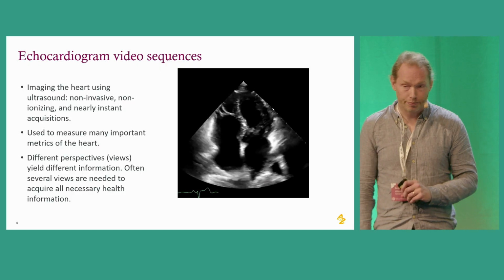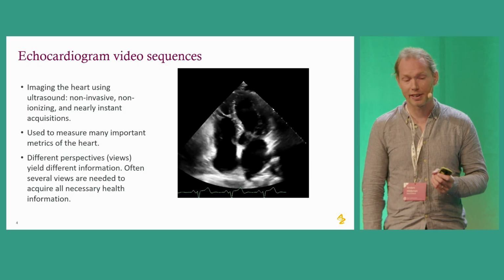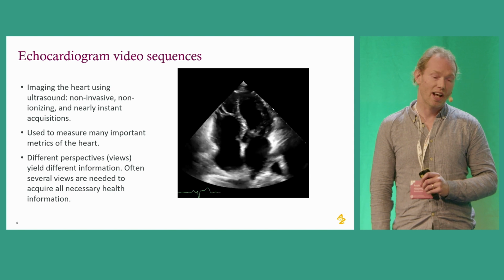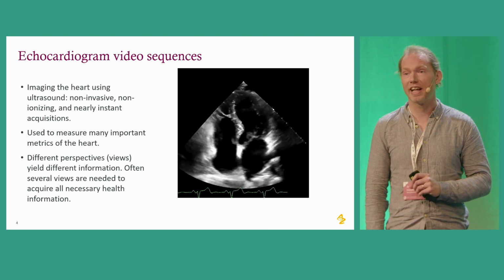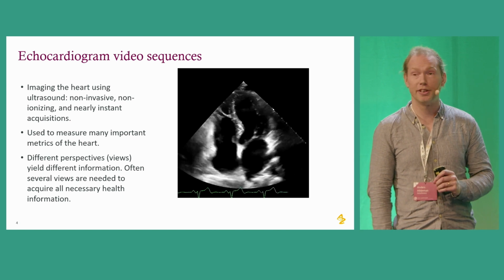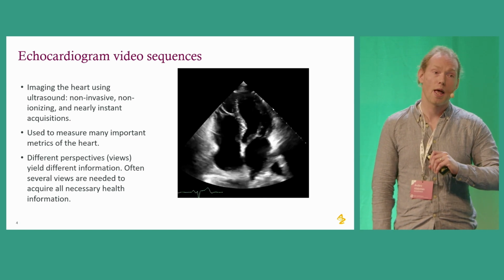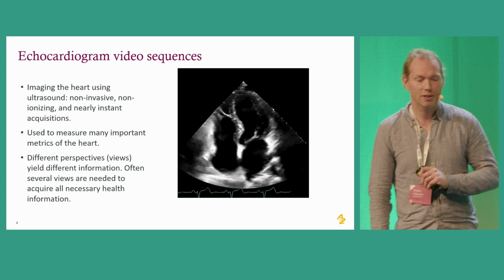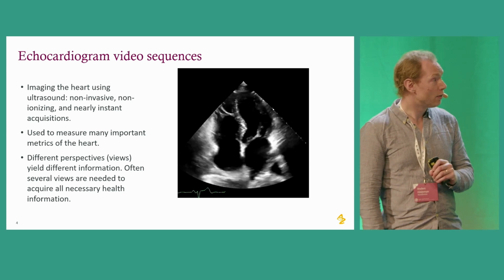So in some sense, this is true for all machine learning problems, I guess, but it's especially true when you're working with medical images for applications. The type of data we're working with is echocardiogram, so that's ultrasounding of the heart. And that's really useful because ultrasounds are non-invasive, they're non-ionizing, and you have a nearly instant acquisition. Therefore, in clinical practice, it's really popular to use these to derive some medical metrics or medical parameters from those.